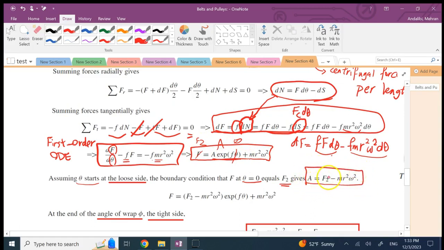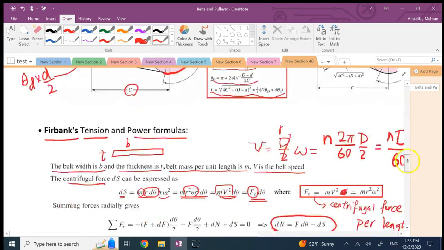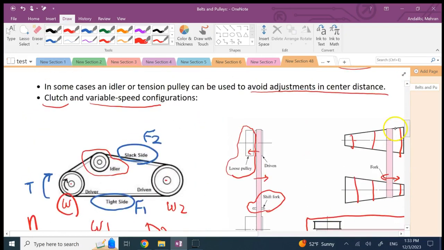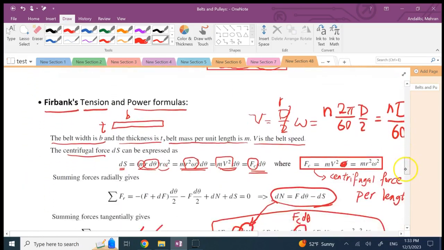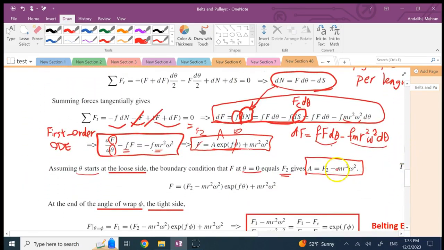And if you swap A and F2, you'll get the value of the constant. So that constant is F2, the tension in the, basically we call the loose side, right? Or here, if you remember, we called it what? We called it the slack side. That's equal to that. And then what? Minus m r squared omega squared.